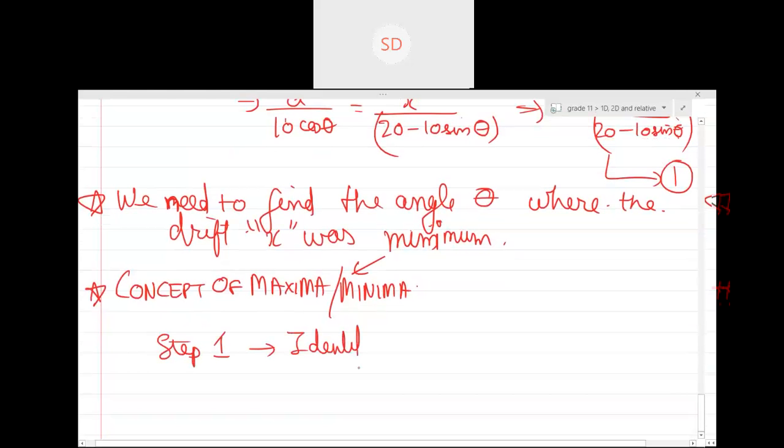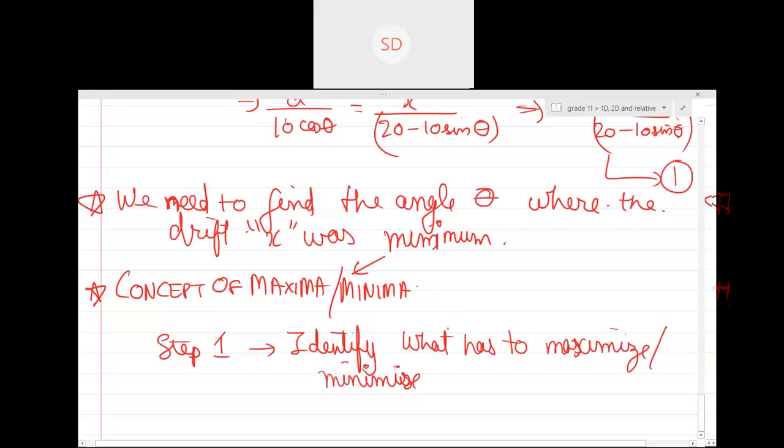Identify what has to be maximized or minimized. So which variable do you need to maximize or minimize? Over here, X. So basically here in this case it is X. The concept of maxima minima is for what? It's for differentiation integration, by the way.